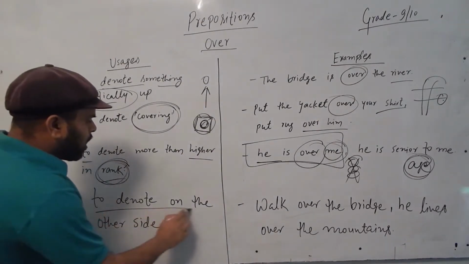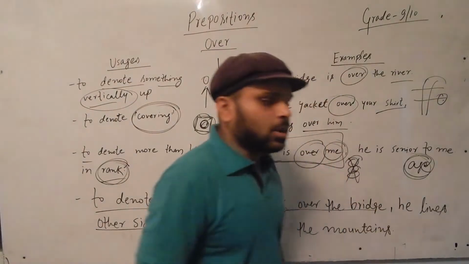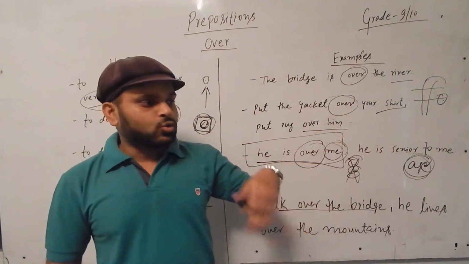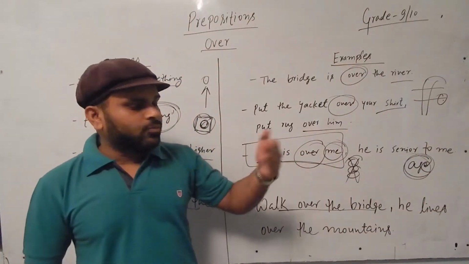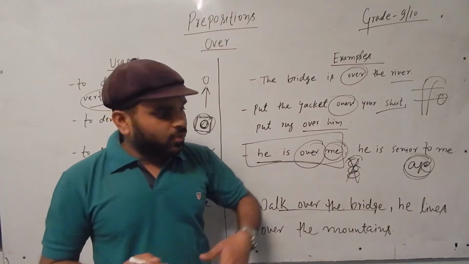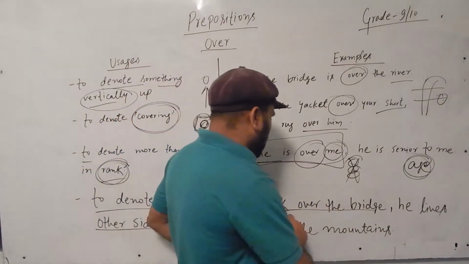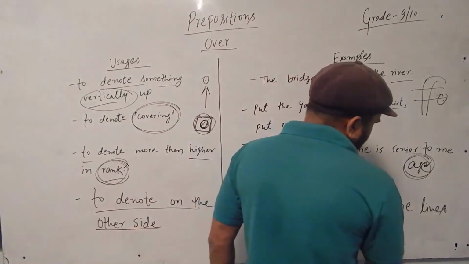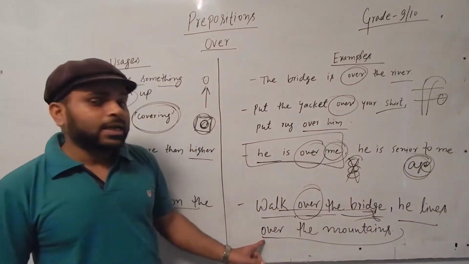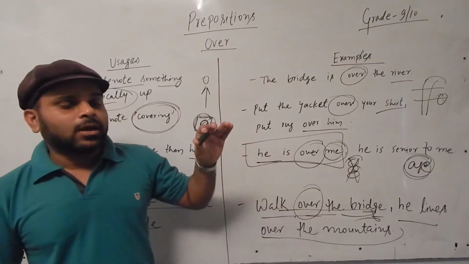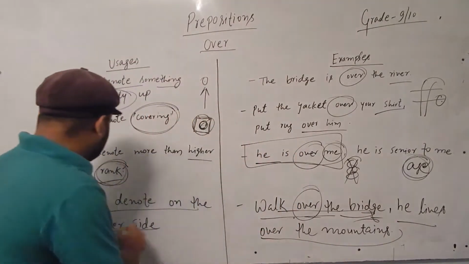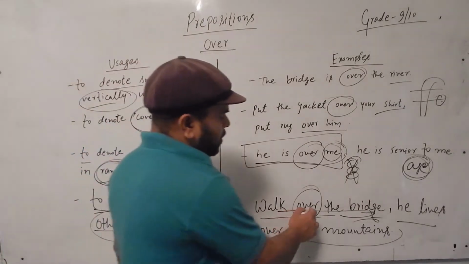Next, to denote on the other side. Walk over the bridge. Suppose you are standing at one bank of the river and you want to go to the other bank. You may take the help of a bridge, you will have to walk to the next side via the bridge. So walk over the bridge means that you are crossing the river. Next, he lives over the mountains. It means that his house is located on the other side of the mountain. So, to denote on the other side also takes the preposition over.